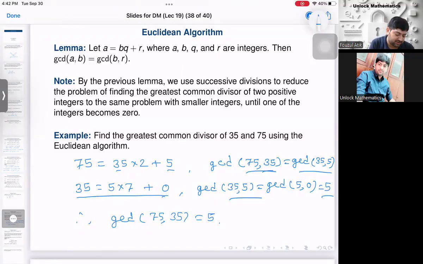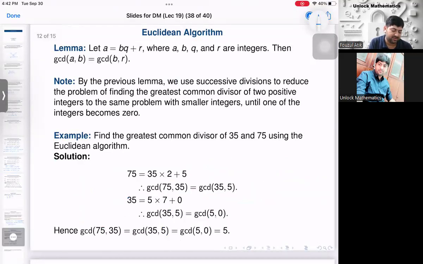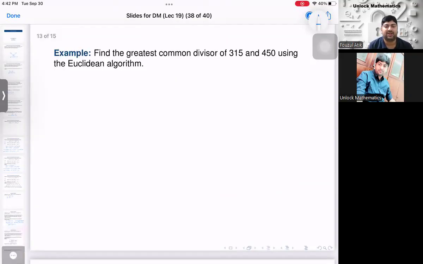We'll do one more example. When should the algorithm stop? Whenever you have the remainder as 0. So GCD of 5, 0 is the number 5 itself. So our problem is done. Yes, this is what we have already done. Let us do one more example. Look at this problem, and your job is to find the GCD of these two numbers.